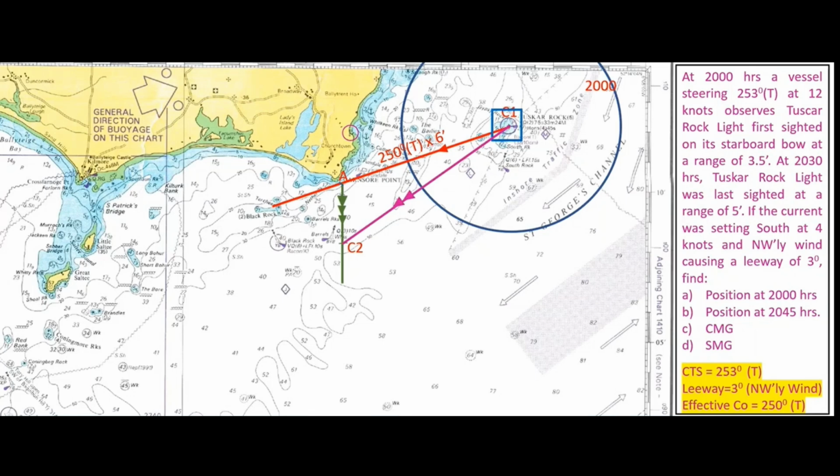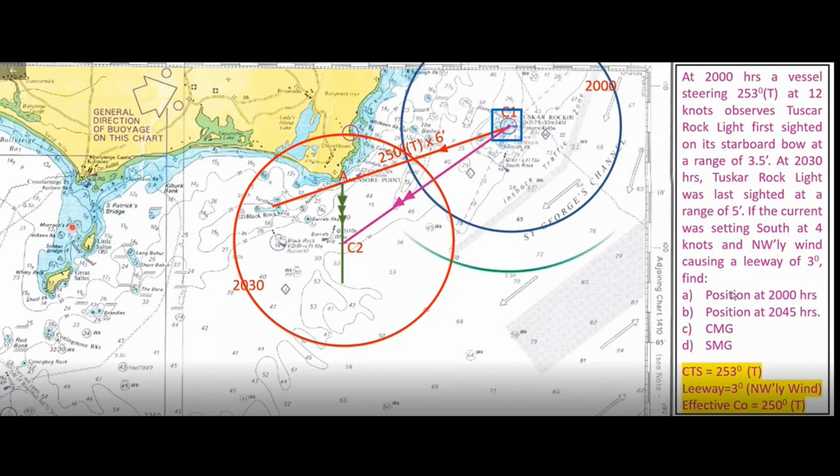C2. So now with C2 as center and the same radius of 3.5 miles as that of 2000R EC, we draw the transferred position circle, which is now shown here by the red position circle. So this is the transferred position circle for 2030. At 2030, we have another position circle, which can be drawn with Tusker Rock Light as the center and the last sighting range of 5 miles as radius.